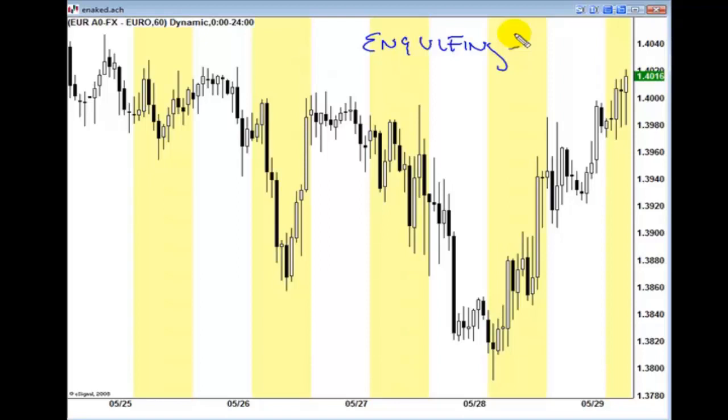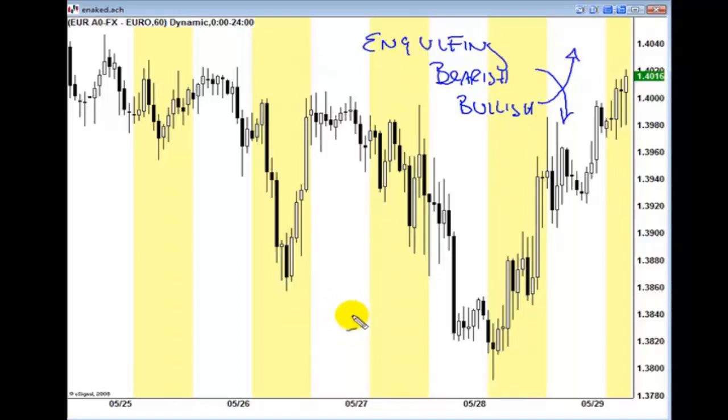Now, engulfing candles are very simple. You can get two types. You can get bearish, and that's normally at the top of a trend, and you can get bullish, naturally, at the bottom of a trend. So we want a bearish engulfing candle at the top so we can sell. We want a bullish engulfing candle at the bottom so we can buy. And again, these signify reversals.